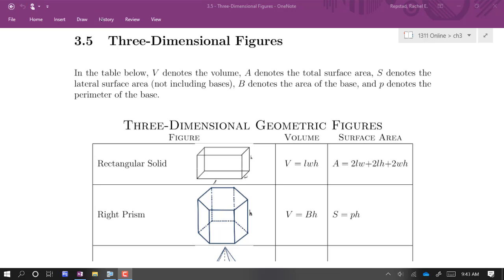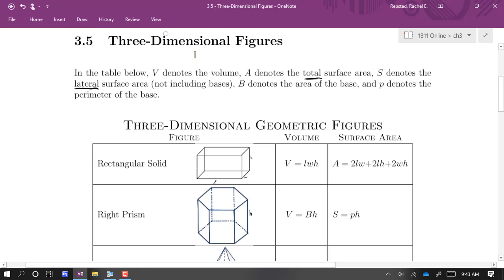Capital A always denotes the total surface area. S denotes the lateral surface area. So lateral surface area means not including the bases, like the area around the sides. So there's a difference between A and capital S.